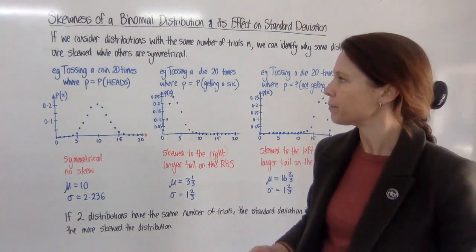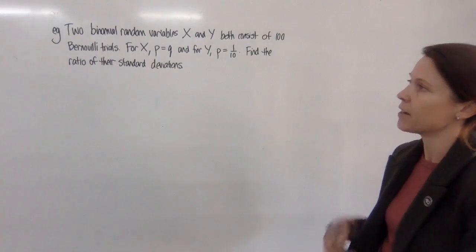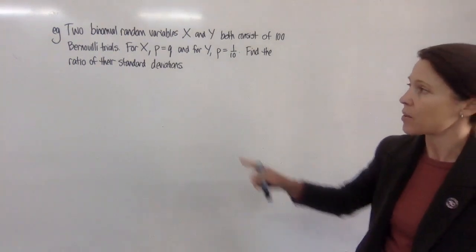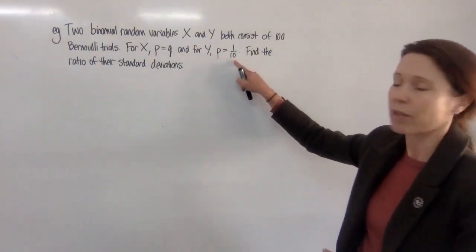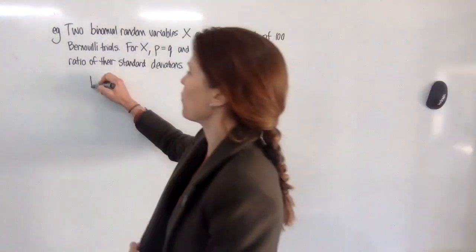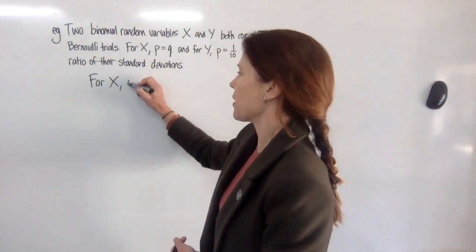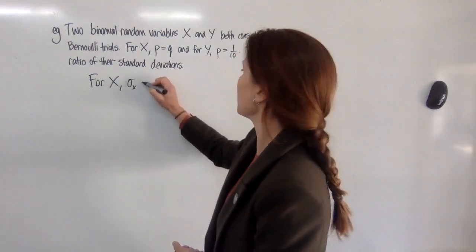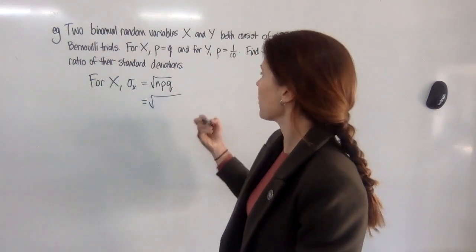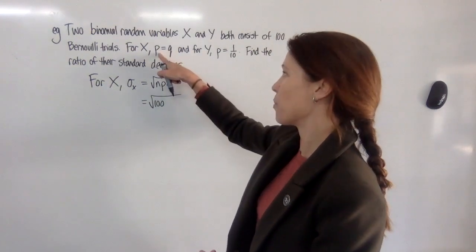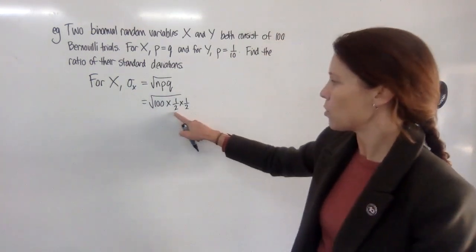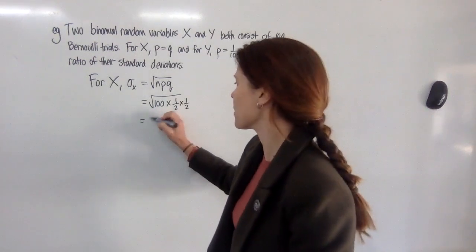skewed the distribution. So a simple example here to test this idea: 2 binomial random variables X and Y both consist of 100 Bernoulli trials. For X, p equals q, whereas for Y, p is 1/10, so that means that q would be 9/10. Find the ratio of their standard deviations. Okay, so for X, we'll call it the standard deviation of X. It's going to be, now what's the formula? Square root of n times p times q, which is the square root of 100 times, now if p and q are both equal to each other and they both add to 1, they must both be half. So we've got half times a half. So a quarter of 100 is 25, and the square root of 25 is 5.